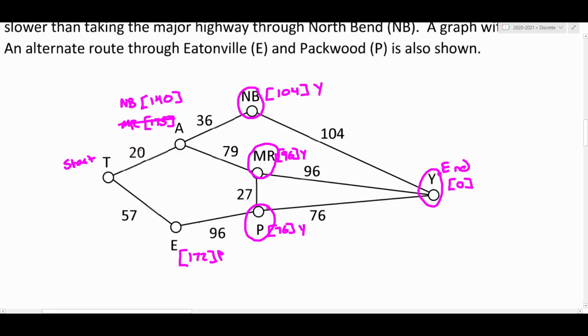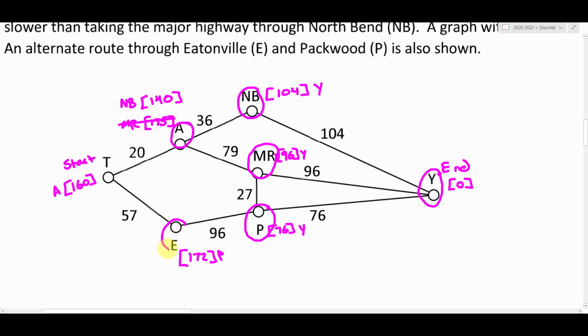If I do 140 plus 20, it gets me a distance of 160. And I'll mark that with an A. Okay. So now A has been visited, and there's only one left. If I come down here to vertex E, I notice the distance to get to E is already 172, which is longer than the distance that I have to the place where I'm going, which is 160. So I'm done with this.